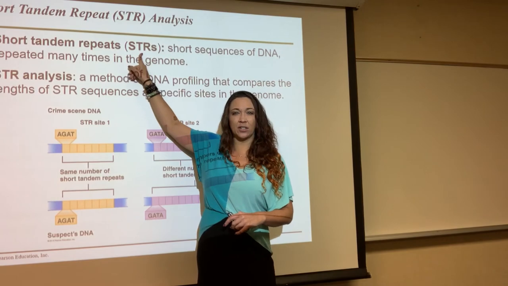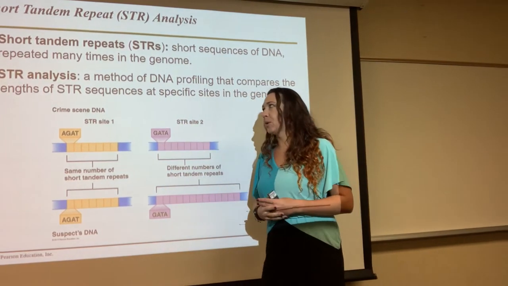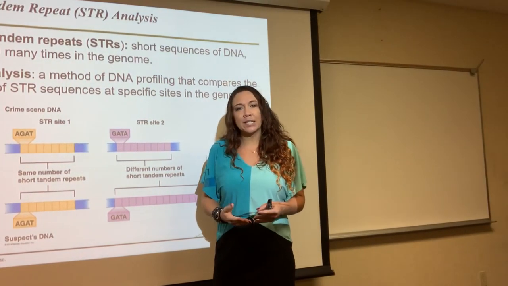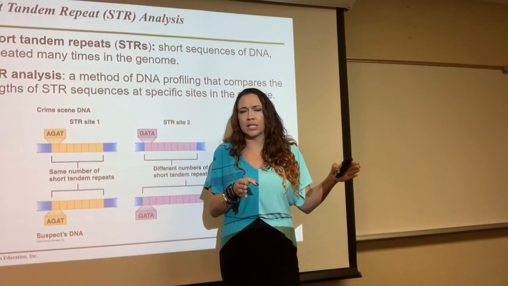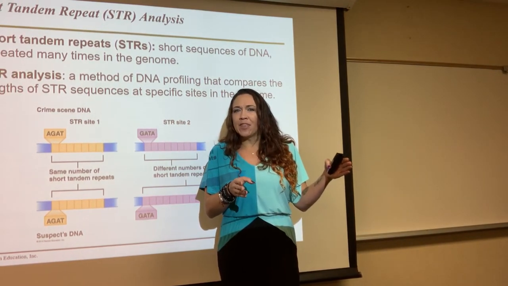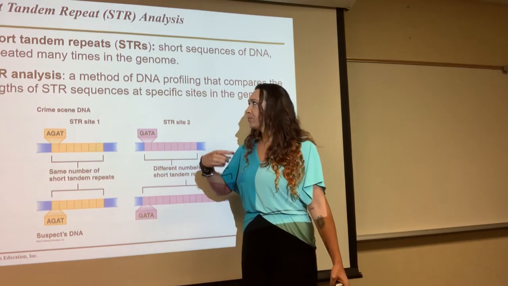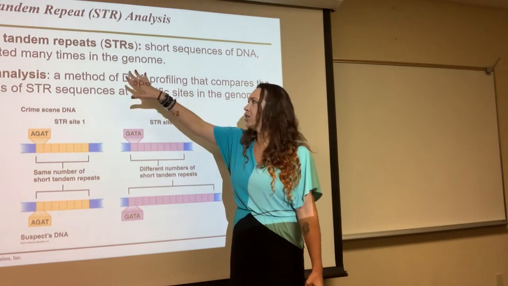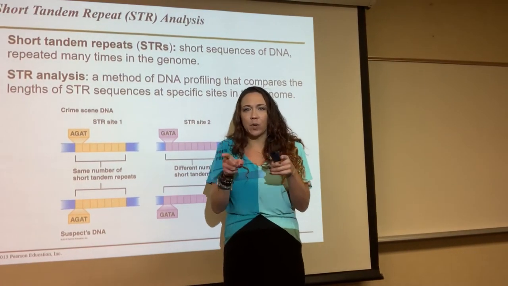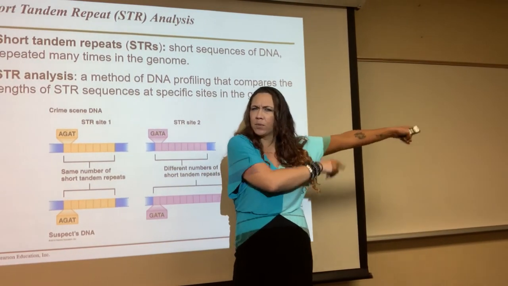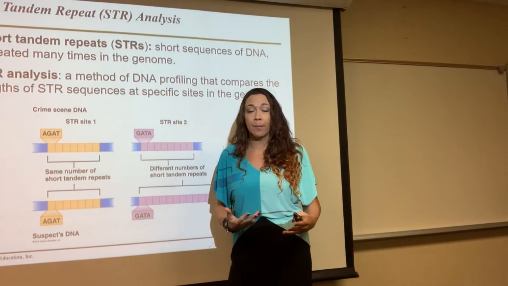So if you've ever seen this as STRs, this is what it means, short tandem repeats. So what they do is they basically look at these non-coding sections of your DNA, and everybody has the same non-coding sections, and they look at the number of repeating sequences that you have. So these STRs are repeats, because they're little sections of DNA that just repeat and repeat, sometimes a really long time.